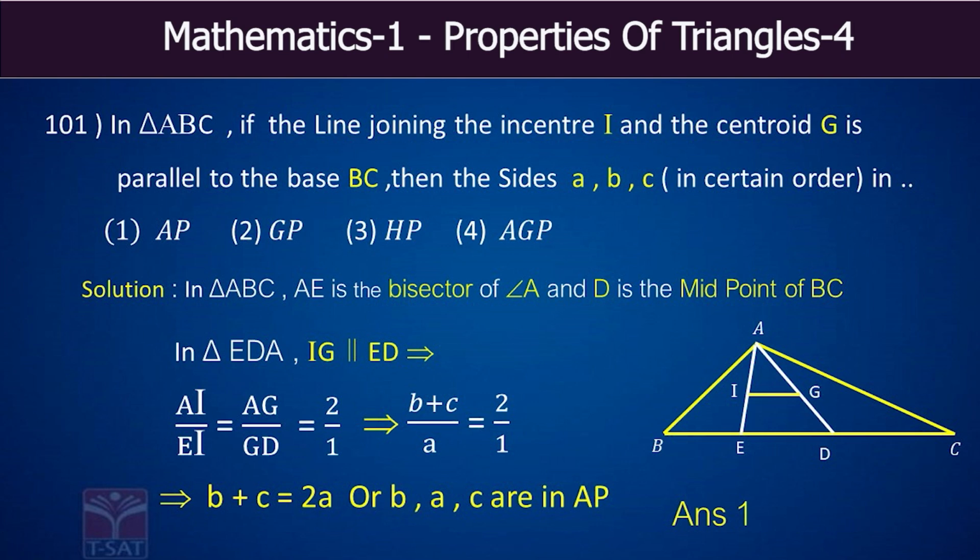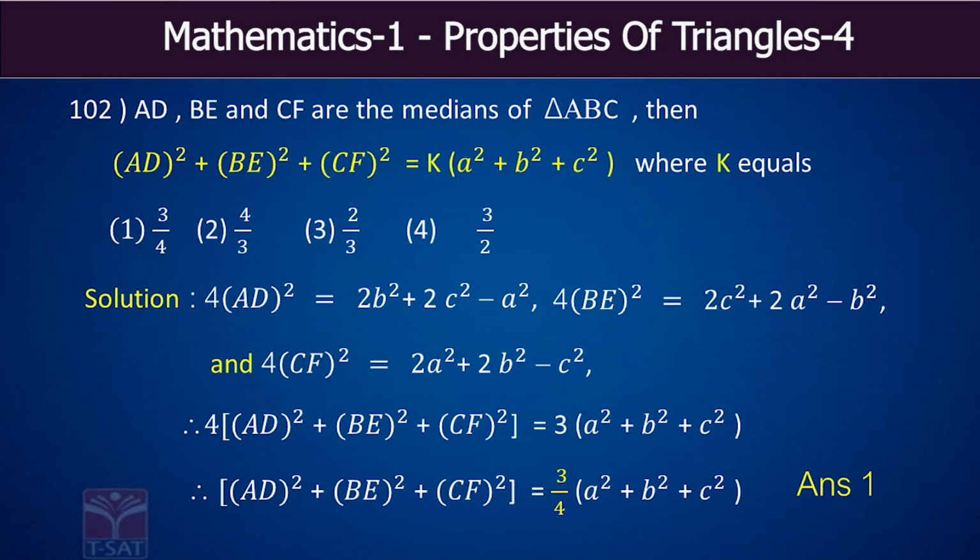Option 1. AD, BE and CF are the medians of triangle ABC. Then AD² + BE² + CF² is equal to K times (a² + b² + c²), where K equals: 1) 3/4, 2) 4/3, 3) 2/3, 4) 3/2. Now, 4AD² is equal to 2b² + 2c² − a², that is the median formula. And 4BE² is 2c² + 2a² − b², and 4CF² is 2a² + 2b² − c².